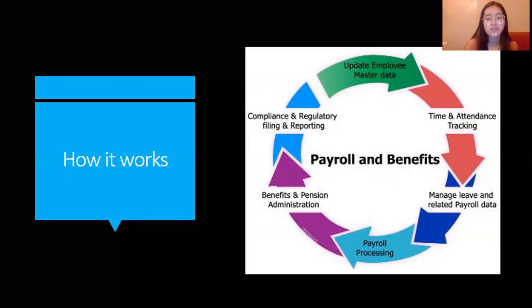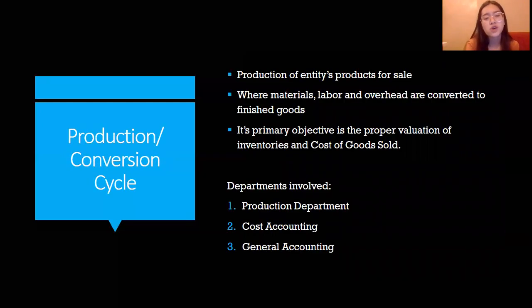So, second to the last cycle, we have the production or conversion cycle. This involves the production of the entity's products for sale, where materials, labor, and overhead are converted to finished goods. Its primary objective is the proper valuation of inventories and cost of goods sold.